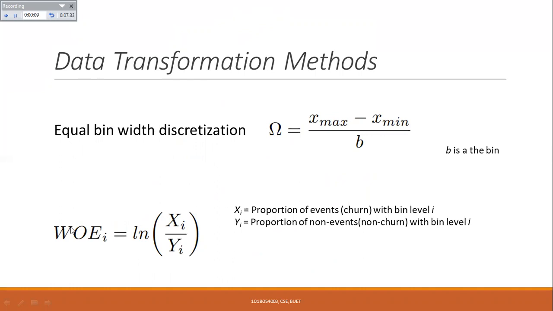And for the weight of evidence, the weight of evidence is the ln of proportion of event, that is churn, with the specific bin. This is the ln of proportion of event and non-event for a specific bin.